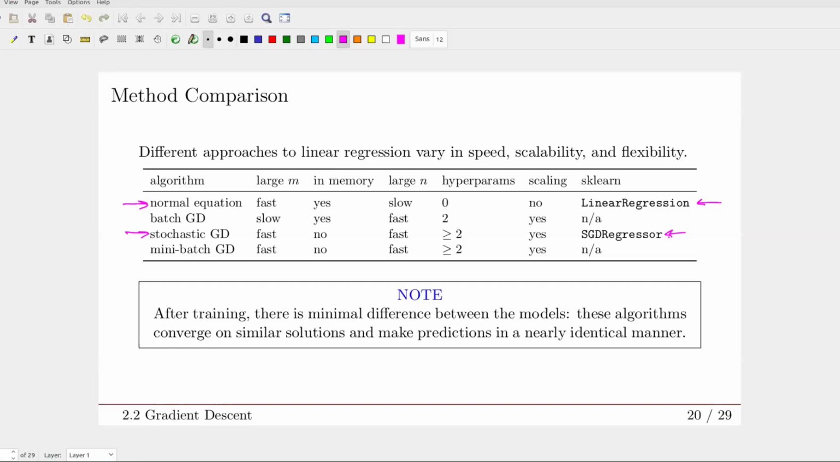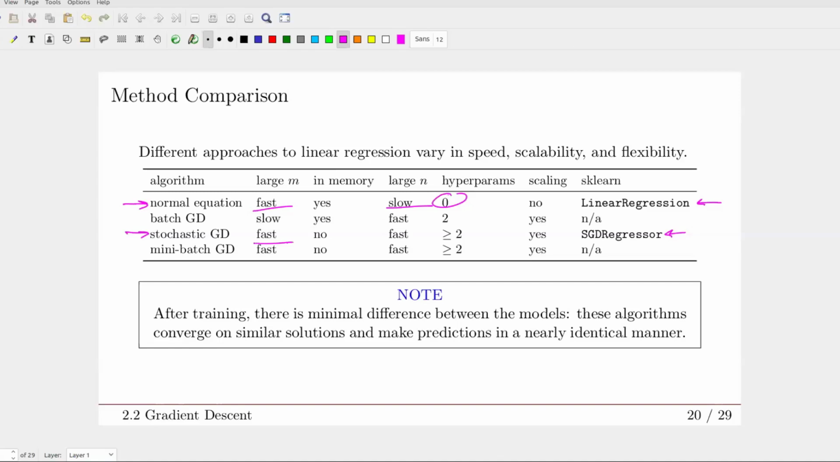to talk about it. The normal equation for large M can be very fast. For large N, right? So for a large number of features is very slow. You can have a lot of instances, but you can't have a lot of features. Luckily, it has 0 hyperparameters for you to tune. That's nice. You just feed it the equation and you're done.